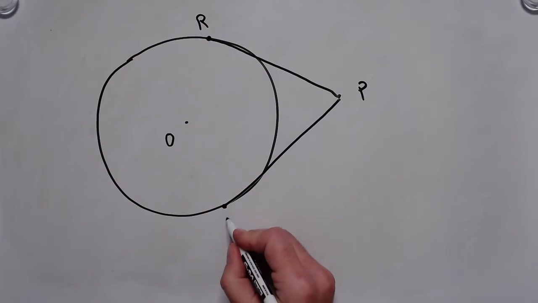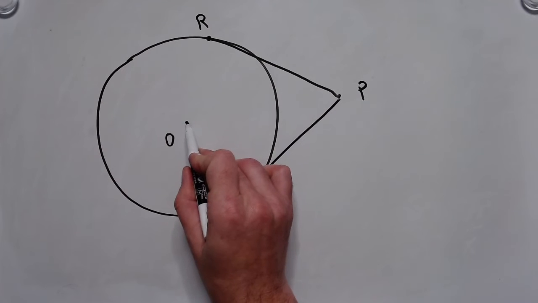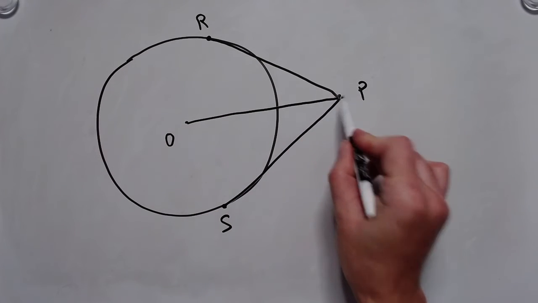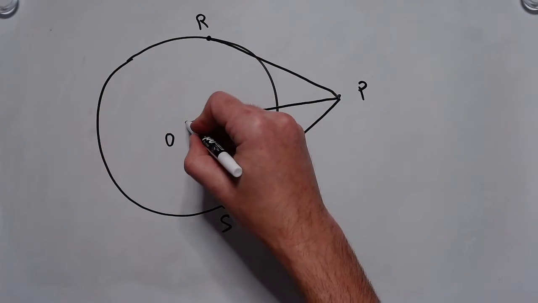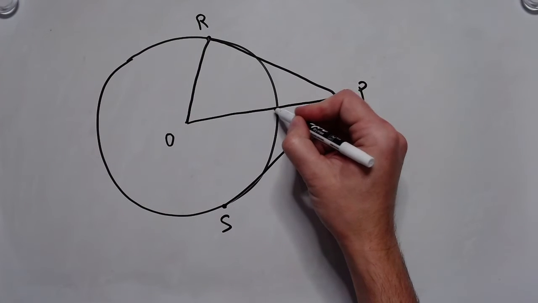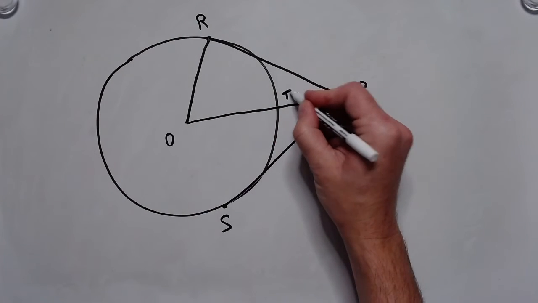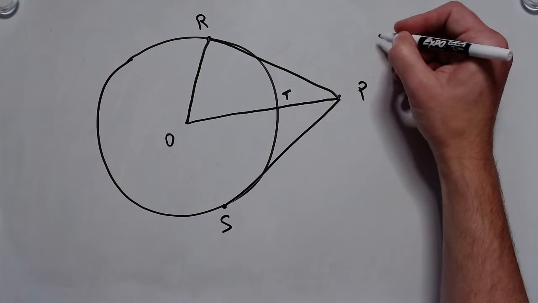R and S. And then we're going to connect O and P like this, and connect O and R like this. And this point of intersection between this line and the circle itself is point T. So let's put down some stuff that we know.